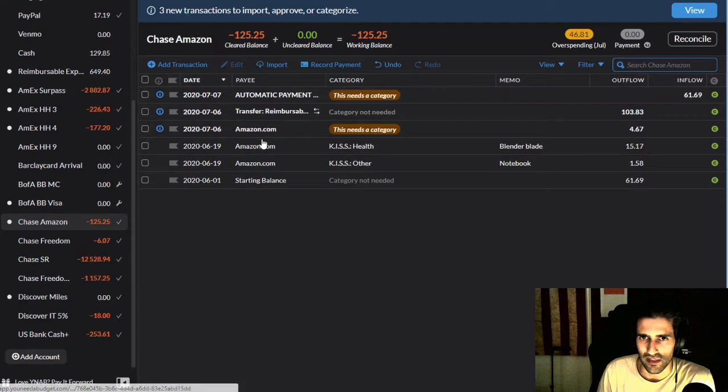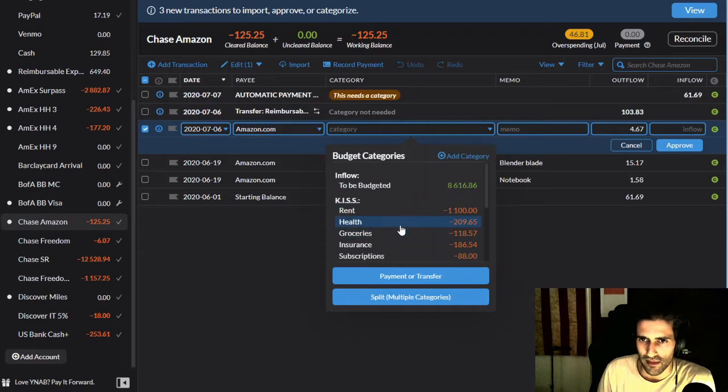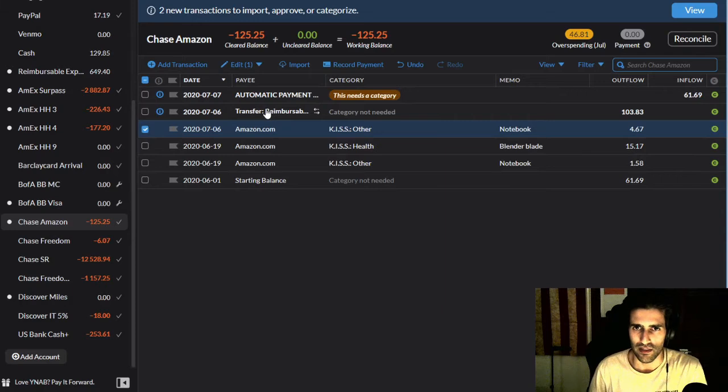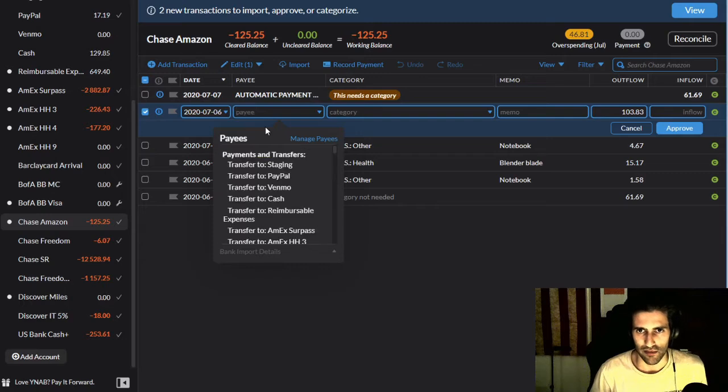Go to the next one, Chase Amazon. Okay, so this was the notebook that I bought. So the notebook is going to be other. And we'll just write a little memo for what it is. Notebook. And this is not a transfer to reimbursable expenses. This was a charge on Amazon.